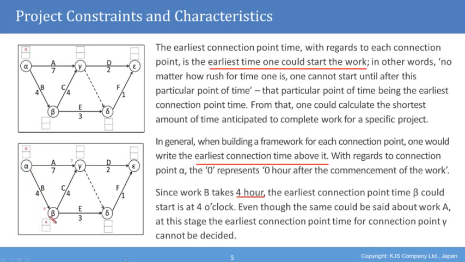And work B takes 4 hours, so we write the number 4, which shows that if we say we're going to start the entire process at 0 o'clock, at noon, then the earliest time that connection point time beta could start would be at 4 o'clock, 4 hours later. Even though the same could be said about work A, at this stage the earliest connection point time for connection point gamma cannot be decided. It seems like it could be straightforward, but if you look at point gamma, there is also a connection from C, so we need to work out how we are going to choose our planning, and we'll talk about this in the next slide.